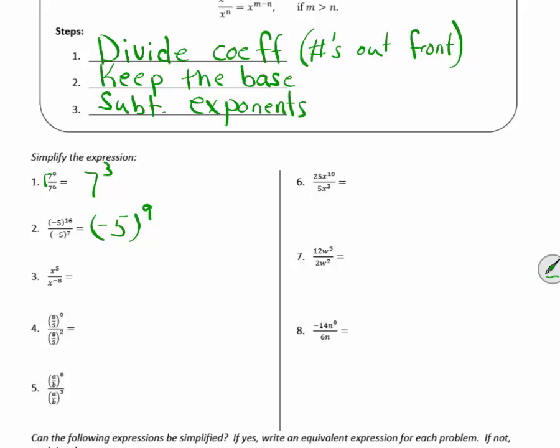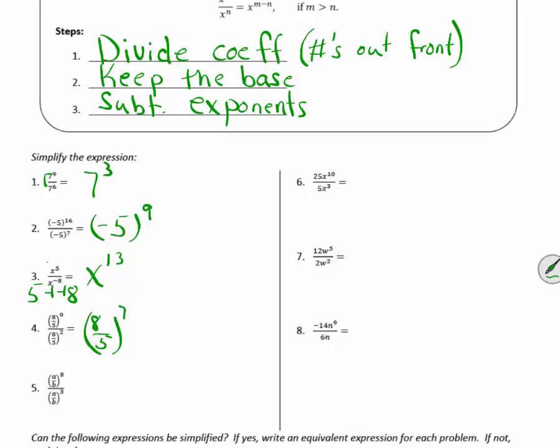Number 3, no coefficients out front, I just have my x's, keep the base. This time when I subtract, though, I'm going to write this one out. 5 minus negative 8. So those rules for integers that we practiced are not going away. So this becomes 5 plus 8, which is 13, x to the 13th. Okay, number 4, base is 8/5. It's a fraction, so I have to make sure I put it in parentheses. 9 minus 2 is 7.